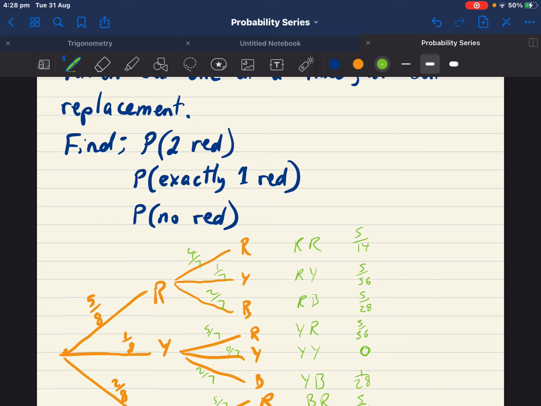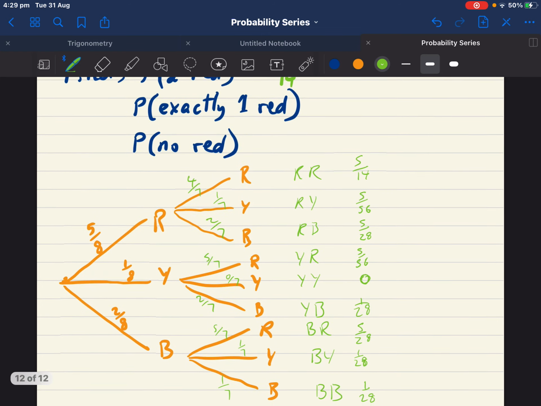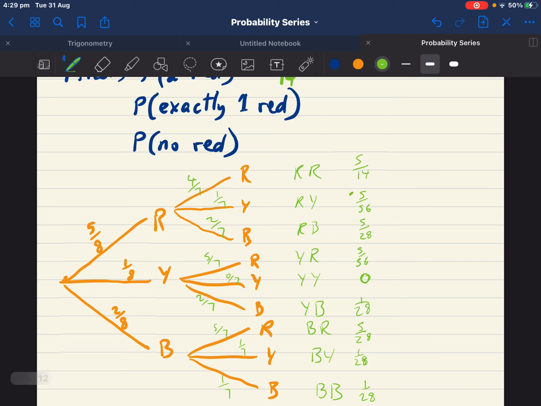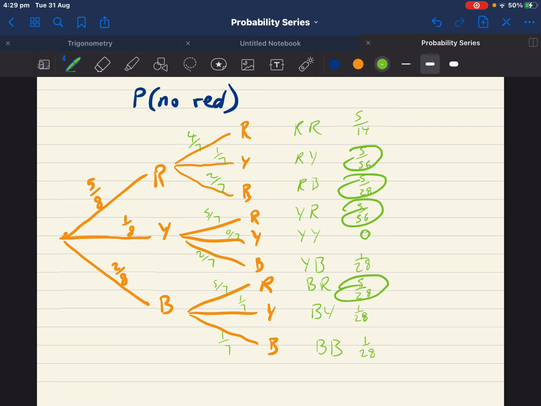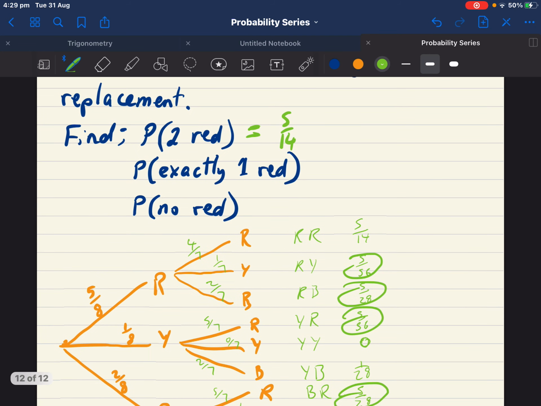Final example of the lesson. What's the probability we got 2 red balls? It's just this one here, 5 over 14. Times it by 100 if you want to know what that is as a percentage. That's the likelihood. What's the probability you get exactly 1 red? In this case, all you would do is add up all the ones that had exactly 1 red. So go into your calculator, add those fractions together, press equals, and you get your answer.